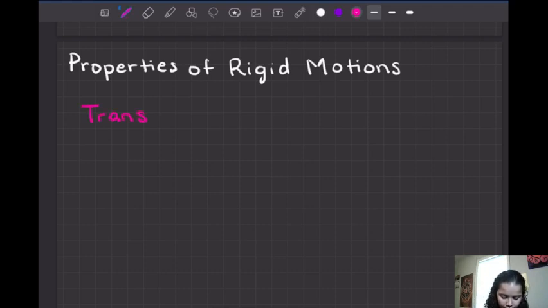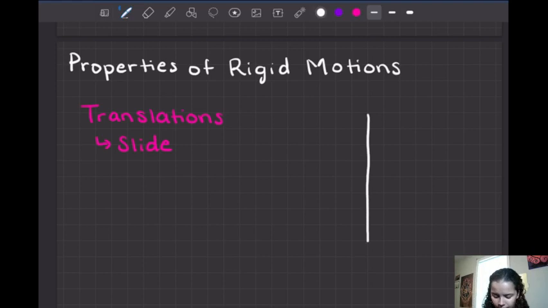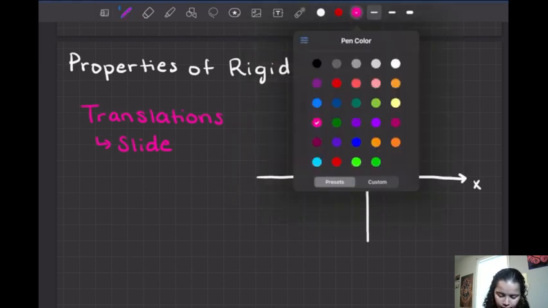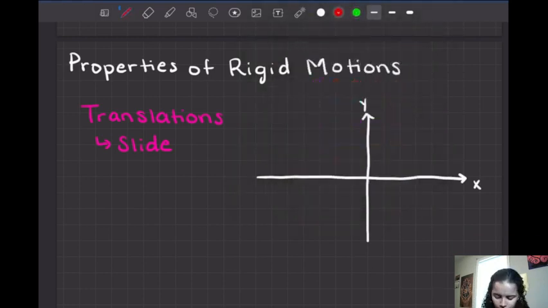As you all should know, a translation is basically a slide of your figure. If you don't know that, you can watch my video on translations, where I go over an example of it, all that kind of stuff. It will be linked in the description below. But here we have a coordinate grid, and I'm going to do my pre-image in red and my image in green. Okay, so pre-image is before I do the translation.